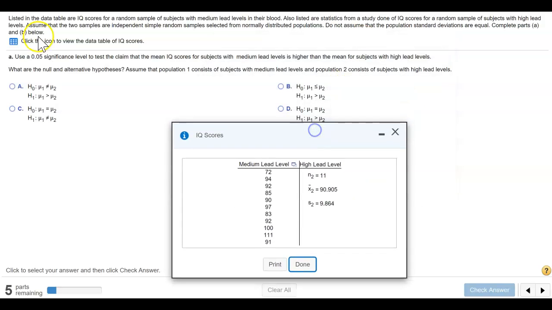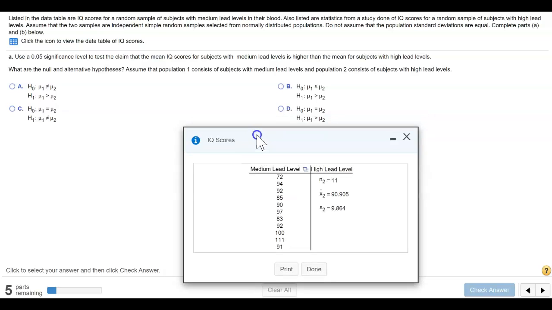Let's read next. Assume that the two samples are independent simple random samples selected from normally distributed populations. Do not assume that the population standard deviations are equal. Complete parts A and B below. This is a very important moment. We need to check the requirements before we do the test of a claim for two population means. The two samples are independent simple random samples from populations that have normal distribution. So the two requirements are met. And the third requirement, that the population standard deviations are not equal, we do not assume that they're equal.